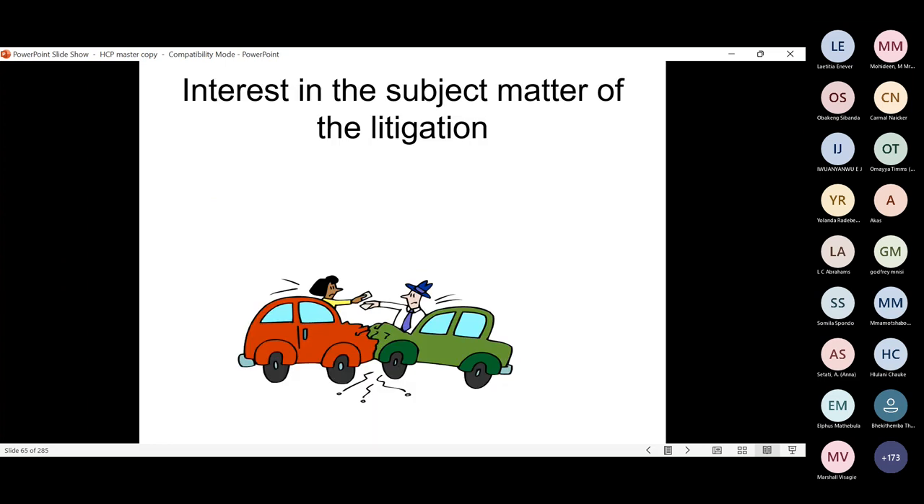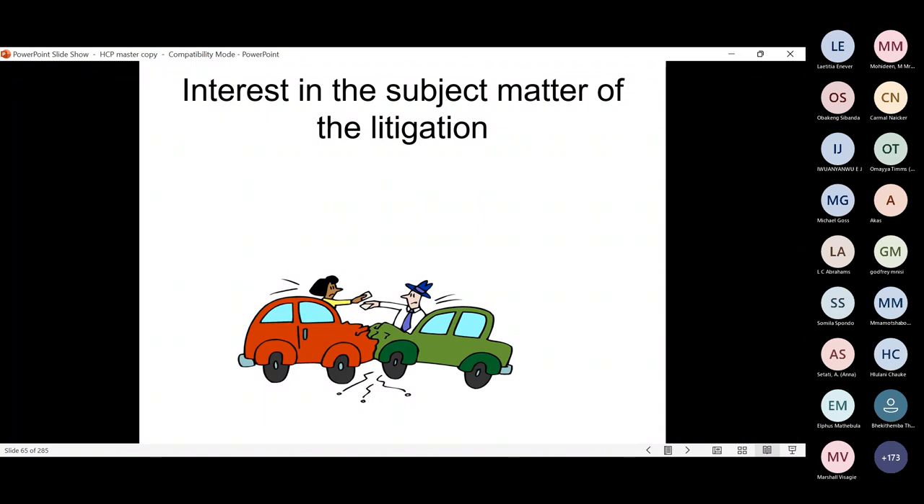Looking at the direct and substantial interest in the subject matter of the litigation, this is just to demonstrate that. These two people collided. There was a collision and the cars are damaged. The person in the green car now wants to sue the person in the red car. Can the person who drove the green car sue the person in the red car? Can that person do that?